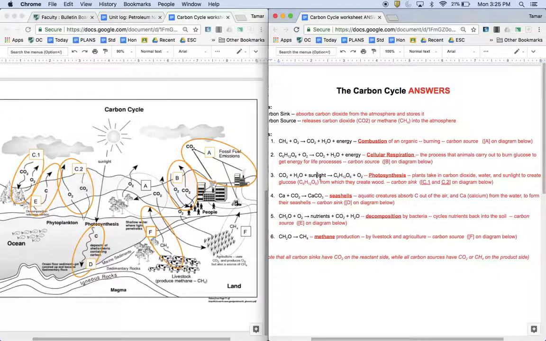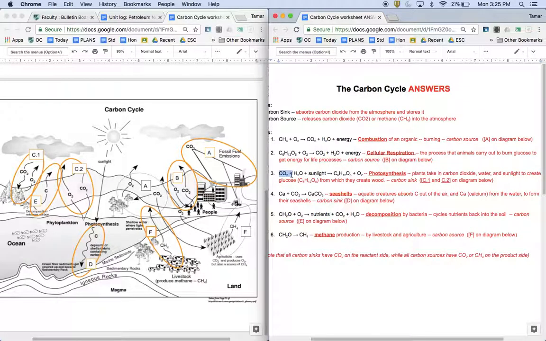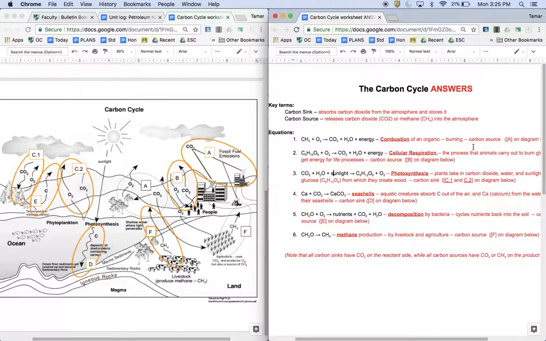By contrast, photosynthesis does not happen unless there is sunlight, and that is absorbing energy. And so just as photosynthesis absorbs carbon dioxide, it also absorbs energy in the form of sunlight, and therefore is endothermic. And I will add those terms to these notes. That is basically what we would like you to know about the carbon cycle.